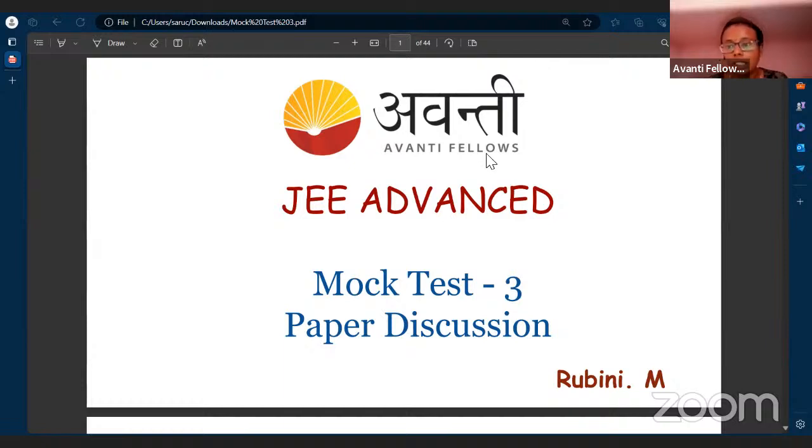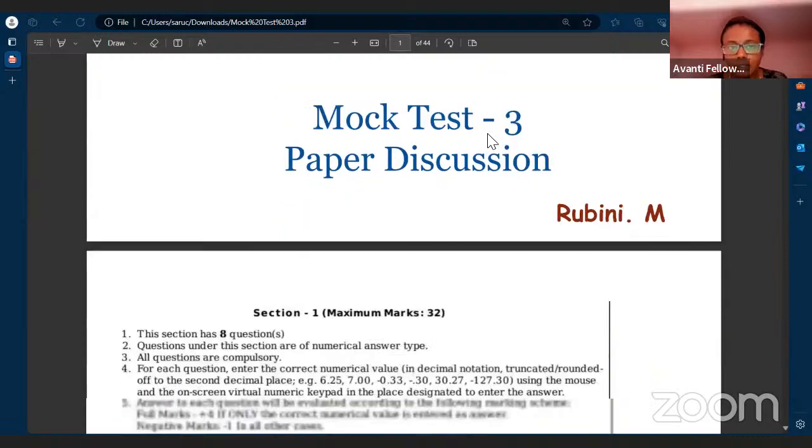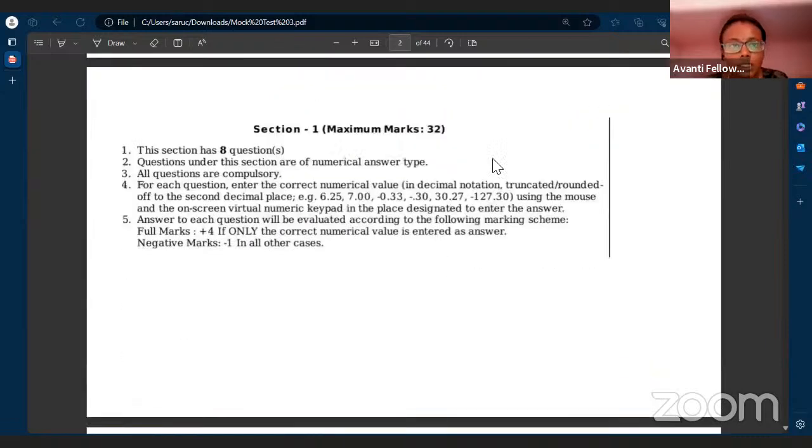Fine. So, going with section one. Section one has 8 questions, and it is a numerical type answer section. All the questions are compulsory, and you have a negative mark of -1 and a full mark of +2. If you don't attempt, you won't get any marks. So, moving to the first question in the numerical section.